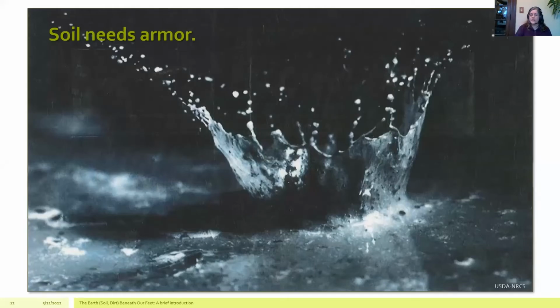But soil also needs armor. This is a single raindrop hitting a bare soil. If you look at it carefully, in the splash, you can see dark things.